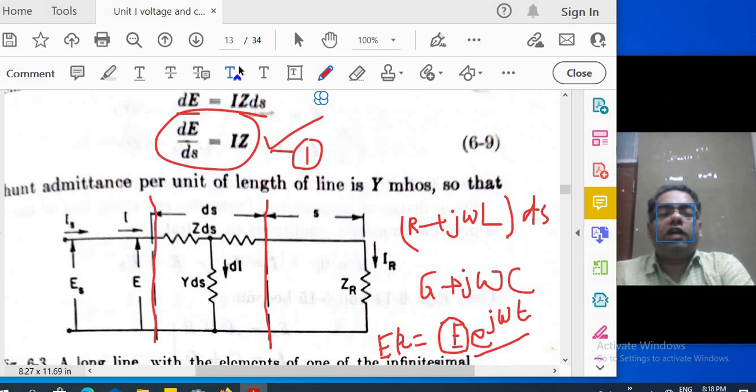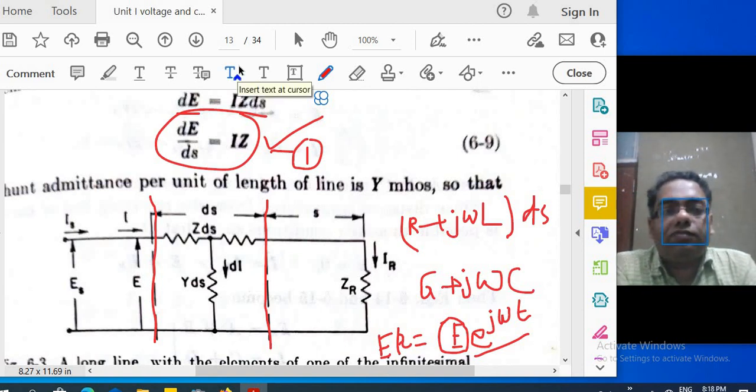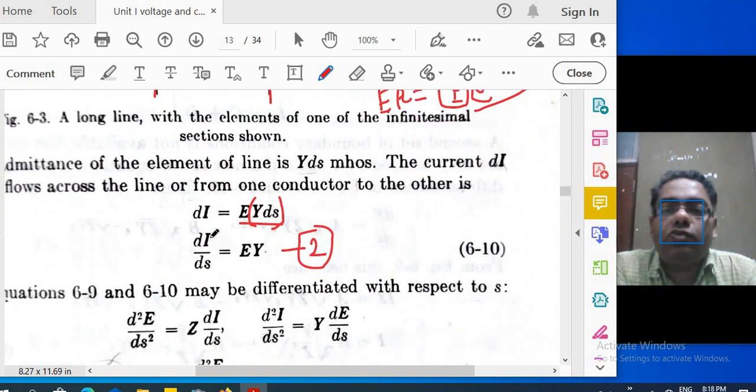Why are they called telegrapher equations? Because they were developed by the telegrapher. They are coupled differential equations, because in this equation E is there and I is also there. Similarly, in this equation I is there and E is also there. So they are coupled differential equations in the telegrapher's form. Now we cannot work further unless we decouple this E and I, voltage and current.